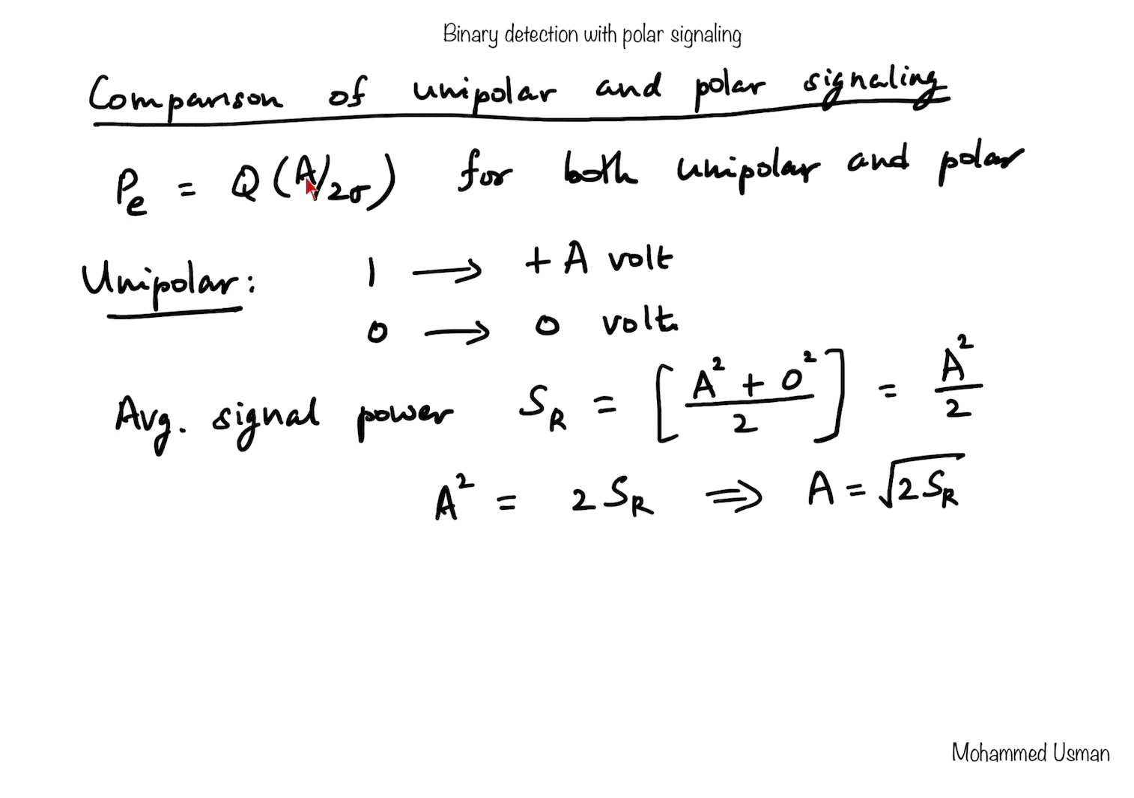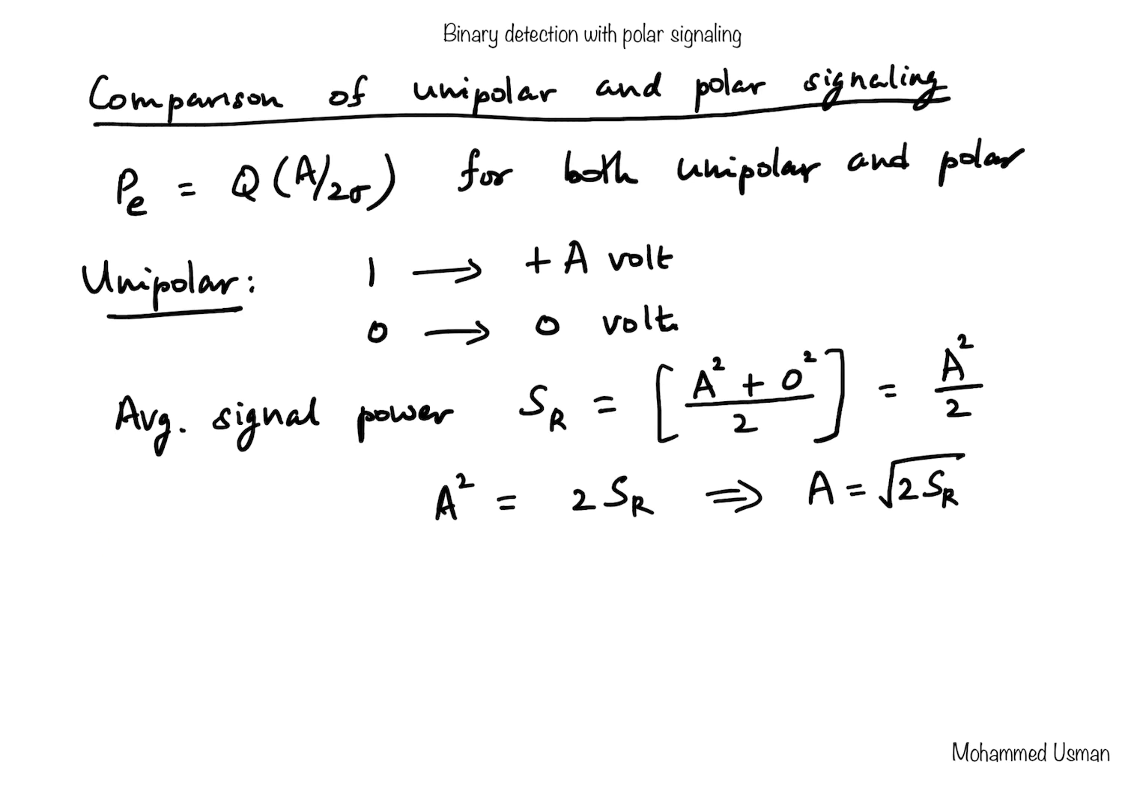Okay, so in this Q function for the error probability, we have this term A by 2. 2 is a constant. Sigma depends on the noise. It is not even in our control. So the only variable that is in our control here is this A, which is the level separation between the voltage level for a 0 and a 1. And that turns out to be, for the unipolar case, the square root of twice the signal power transmitted. Now let's look at what the situation is for the polar case.